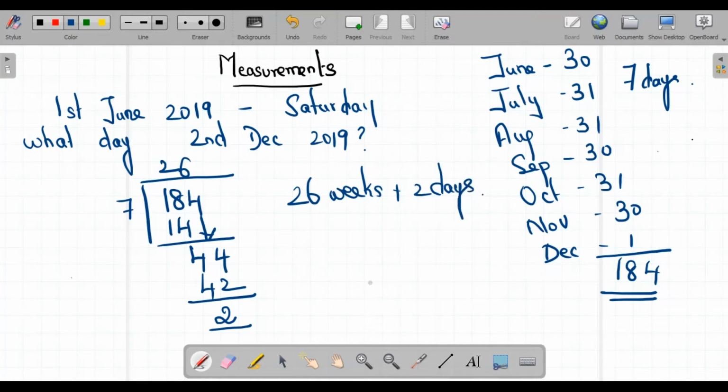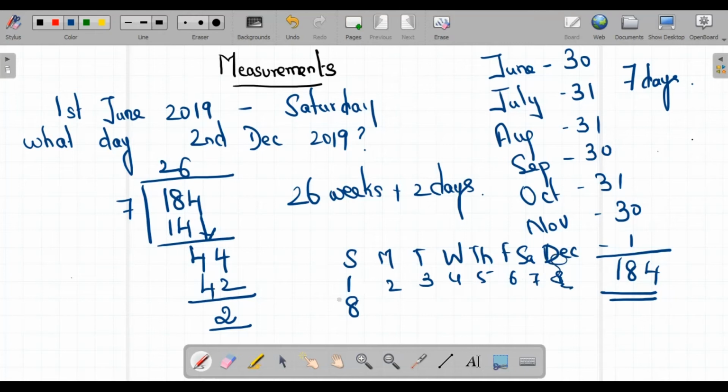Now remember, we write the week as Sunday, Monday, Tuesday, Wednesday, Thursday, Friday, Saturday. If I say Sunday is 1, then the next Sunday will come on 8th. Why? Because this is 2, 3, 4, 5, 6, 7, 8. So you have 7 days between one Sunday and the next. With that logic, if I say 26 weeks from this, 1st June is going to be a Saturday.